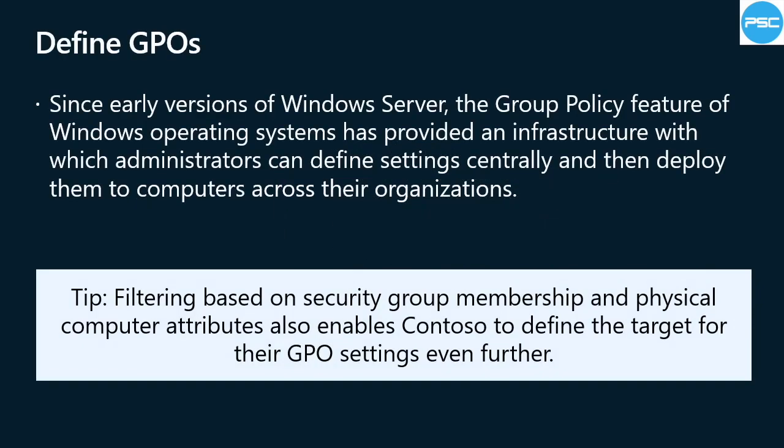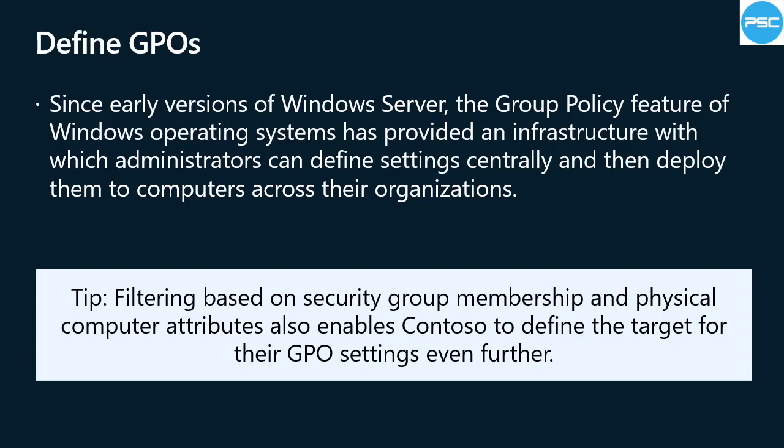Since early versions of Windows Server, the group policy feature of Windows operating systems has provided an infrastructure with which administrators can define settings centrally and then deploy them to computers across their organizations. Group policy is a framework in Windows operating systems with components that reside in Active Directory Domain Services, ADDS, on domain controllers and on each Windows server and client. By using these components, you can manage configuration in an ADDS domain.